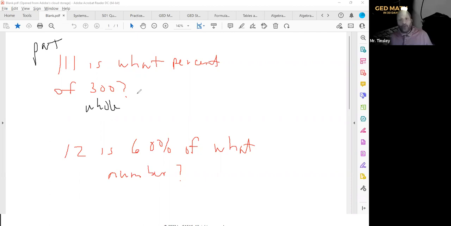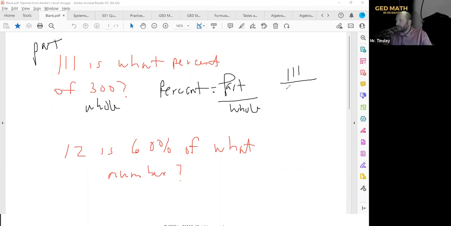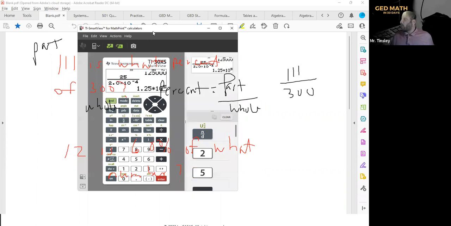So we go back to the formula that I want you to know, and you got to commit to memory. Percent equal part over whole. My part is what? 111. Your part is 111. My whole is what? 300. Now you go to your calculator. Listen, we don't work for NASA. We ain't wasting our time. You need to know how to set up, identify what we had.